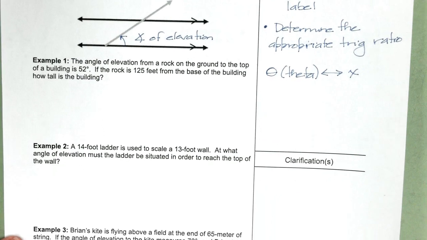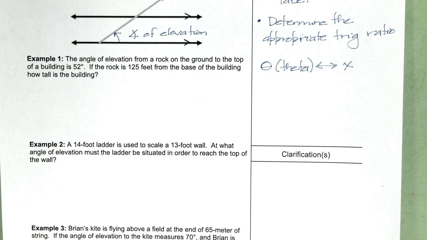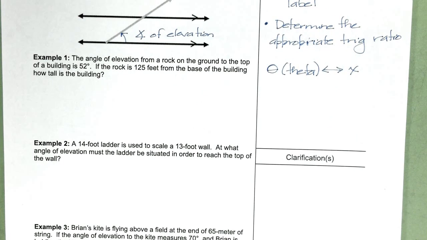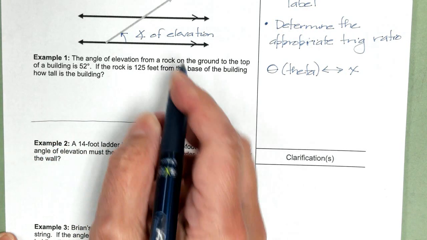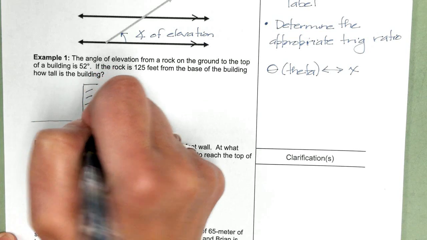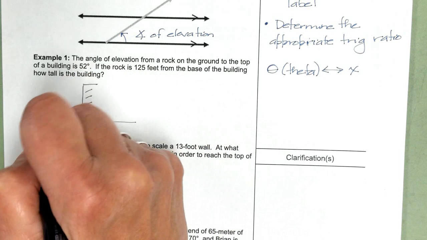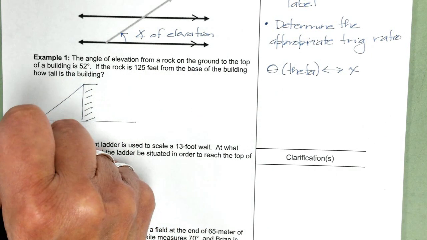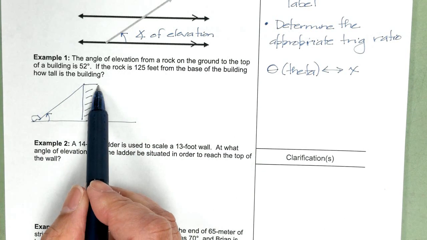All right, so let's start with example 1. The angle of elevation from a rock on the ground to the top of a building is 52 degrees. The rock is 125 feet from the base of the building. How tall is the building? So again, we start with a sketch. Here's the building. Here's the rock. Here is the angle of elevation from the rock to the top of the building.